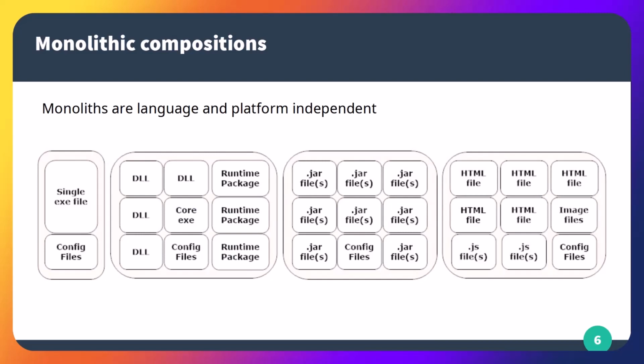The idea of a monolith is language and platform independent. It could be as simple as a single executable, or it could be a smaller exe with supporting DLLs and runtime packages. It could also be a collection of jar files, or a website with one or more HTML and JavaScript files with other supporting elements. It just depends on the development environment used. Other options are available. This is not an exhaustive list, just some examples. The thing to remember is that it is a single deployment package that contains everything necessary for the application to run and work.